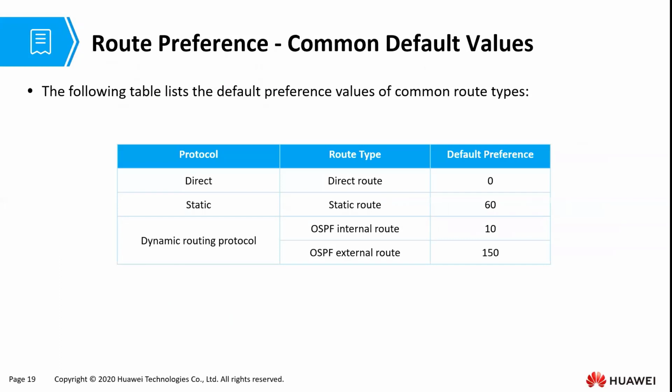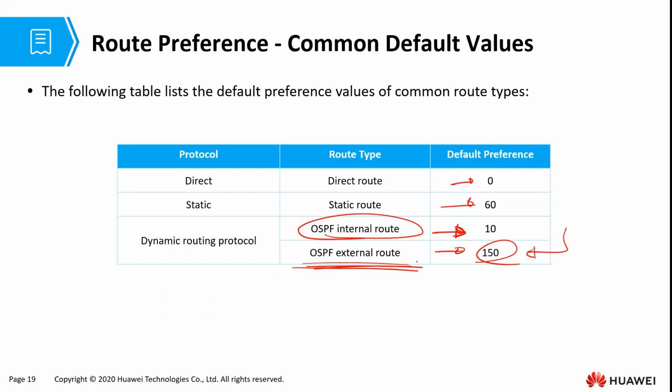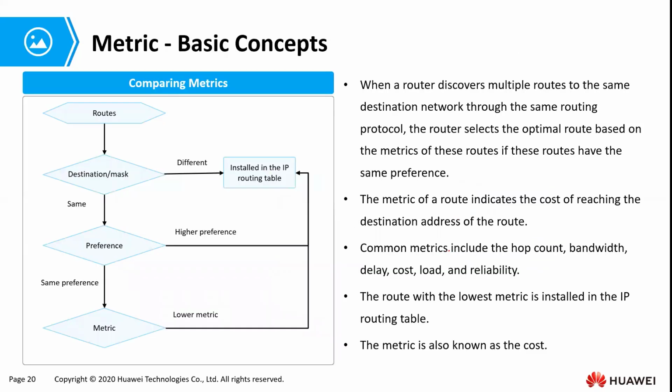These are the default preferences. I've talked about them already. Direct is 0, static is 60. OSPF for internal is 10. Now, all the OSPF we are going to be talking about in this course is internal OSPF, but there is also OSPF external. For those of you who want to join the professional level course, we shall talk about this one, but that one is 150 because we don't trust it as much as the internal one, especially considering that we don't have authority over the external network. Are we together?